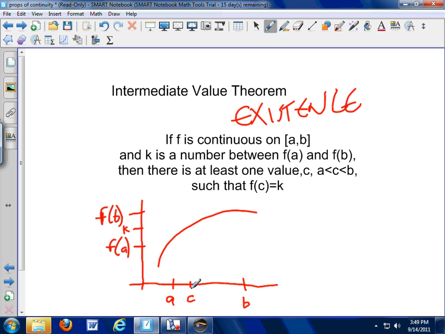But it goes back to the blob theory. I can't get from here to there without passing through that middle number. So I can't get from f of a to f of b without passing through k. The way I got to f of a was through a, and I get to f of b through b, so somewhere c is in the middle. Can't get there from here. Can't get from 0 to 100 without passing through 50.